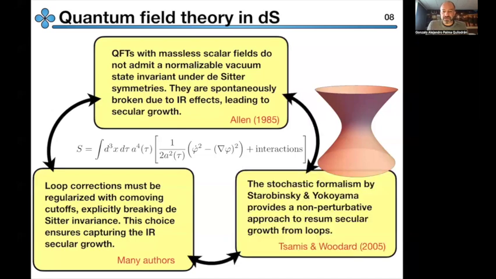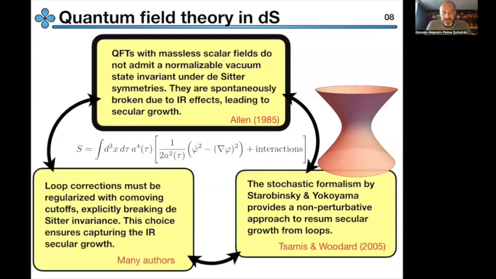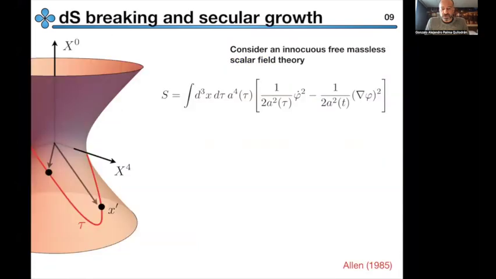The third claim is that the stochastic approach introduced by Starobinsky and Yokoyama provides a nonperturbative method to resum secular growth coming from loops. So let me look into the details of all of these three claims, and let's start with the first one. So let's say that you want to compute a two-point correlation function in the simplest possible scenario, a free massless scalar field theory. Then that's your theory over there, and you will need to quantize this scalar field.